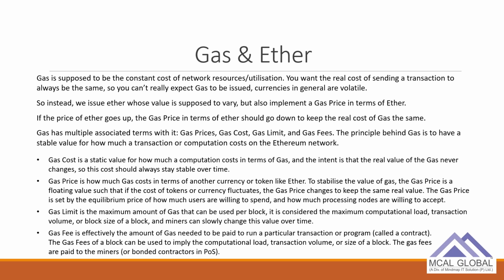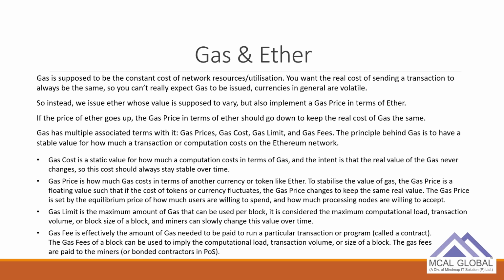Even if those kinds of value swings happen, the currency is not that volatile. But in the crypto space, there have been days wherein within a few hours the currencies have doubled or halved their value. So you cannot have that. That is why we want the gas price to be the same. So instead, we issue Ether whose value is supposed to vary, but also implement a gas price in terms of Ether. If the price of Ether goes up, the gas price in terms of Ether should go down to keep the real cost of gas the same. And that is controlled by the network.